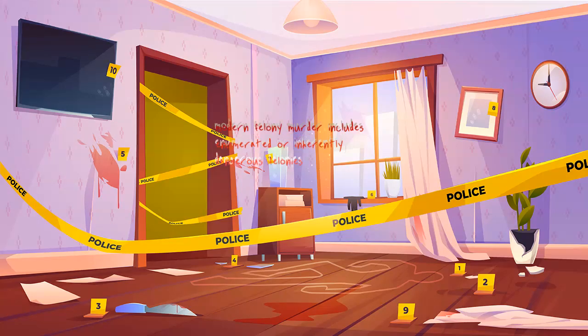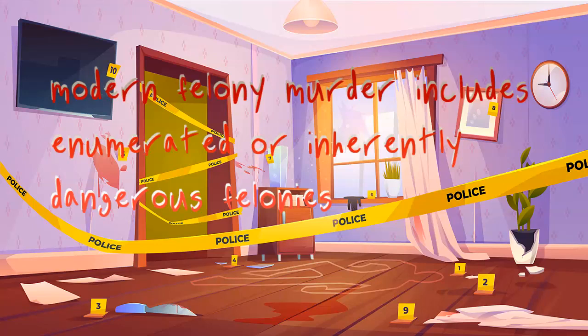Finally, modern statutes, which have replaced common law in some jurisdictions, have changed which felonies are included in the felony murder rule. These statutes tend to include felonies that are inherently dangerous to human life such as battery, robbery or kidnapping.